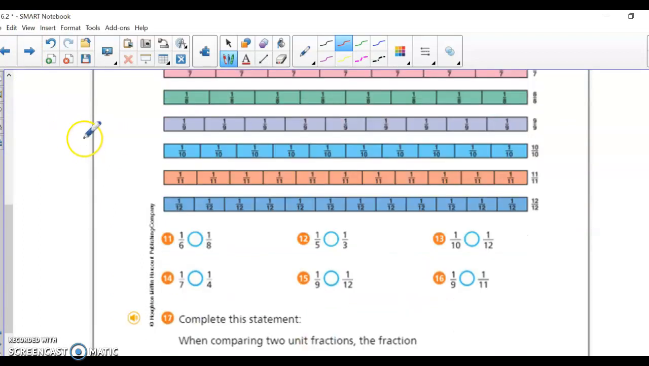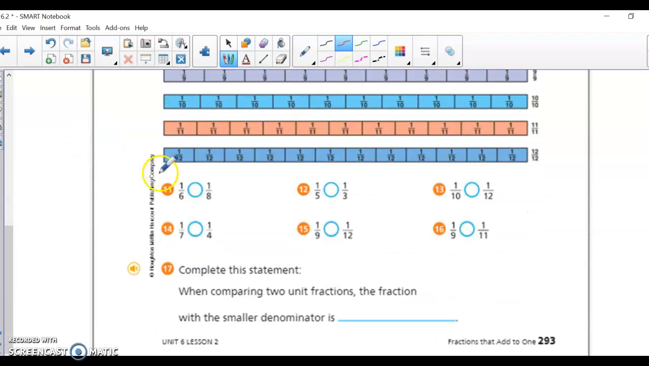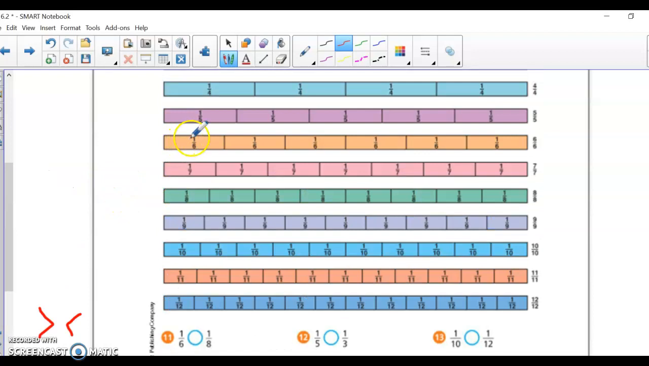Okay, now, this is where you're either going to want to use these images above, or I would even use my iTools. And so right away on 293 now, you're just trying to find greater than or less than. So you're going to use these symbols inside the circle to tell which is greater than or less than. So you could find 1/6 and 1/8 up above. So here's 1/6 and here's 1/8.